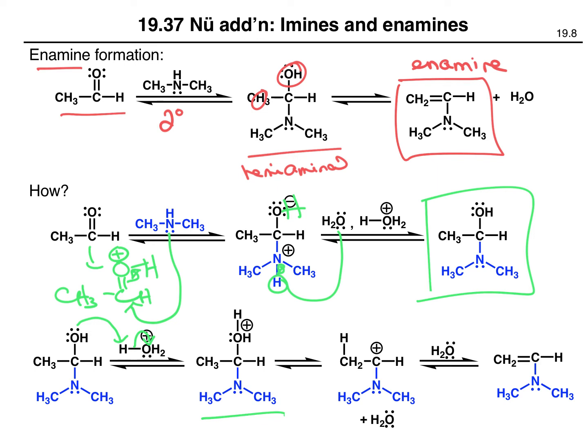I forgot to mention this on the previous slide. Keep in mind, if the OH grabs a proton, we're going to move forward. If the nitrogen grabs a proton, then we're going backwards. And so these are all equilibrium steps. And so there will be forward and back, forward, forward, back, back. All of that is going to be happening. So just be aware of that.